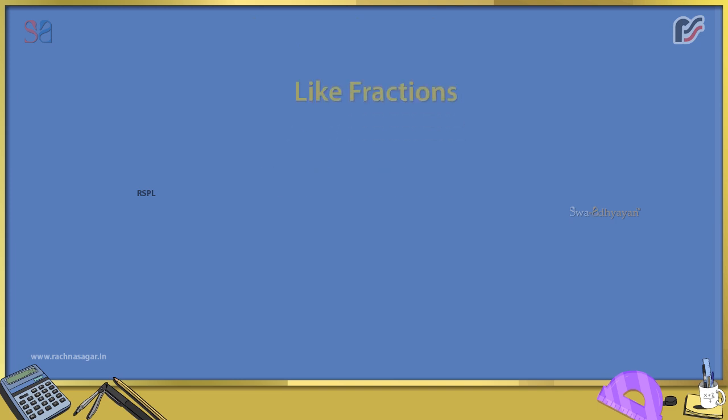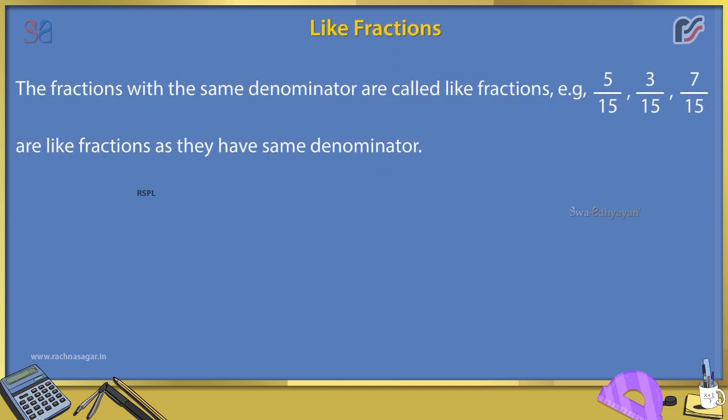Like fractions. The fractions with the same denominator are called like fractions. Example, 5 by 15, 3 by 15, 7 by 15 are like fractions as they have the same denominator.